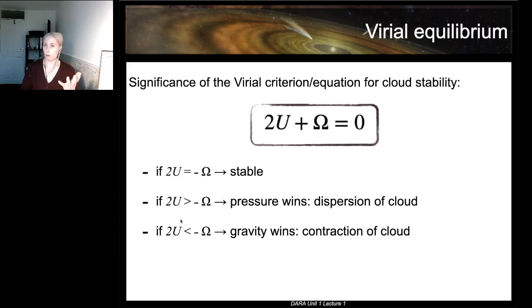And then finally, what we're interested in, which is when a cloud collapses to form a star, if 2 times the kinetic energy is less than the total gravitational potential energy, then that means that the force due to gravity wins and the cloud will begin to contract. And this is what needs to happen in order for us to form a star. So we need the gravitational force to be able to overcome the thermal pressure support in order for that cloud to collapse to form a star, and for that collapse to happen over those 6 or 7 orders of magnitude in size.